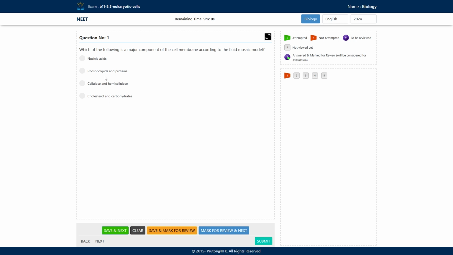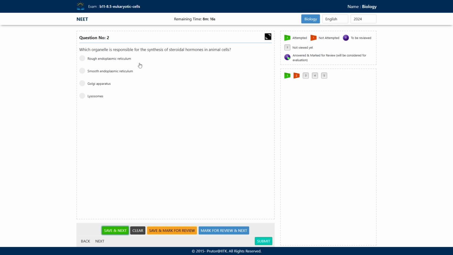The correct answer here will be option number B, phospholipids and proteins. The plasma membrane consists of a lipid bilayer. The major component is phospholipid. These phospholipids have a polar head and a hydrophobic tail. The heads are towards the outer side, tails are towards the inner side. This provides stability to the plasma membrane. In addition, they consist of integral proteins and peripheral proteins as well. These are the major components. Other components like cholesterol and carbohydrates are also present.